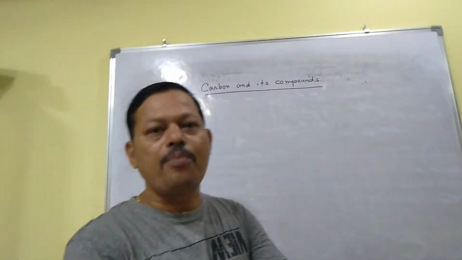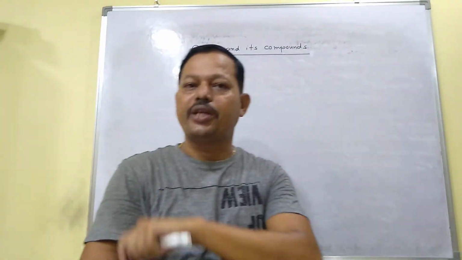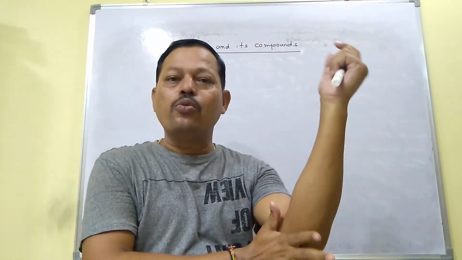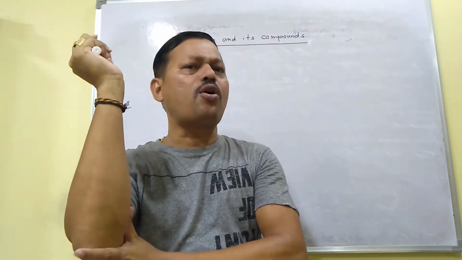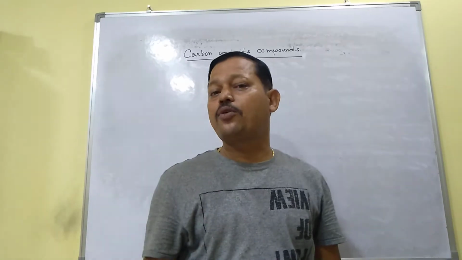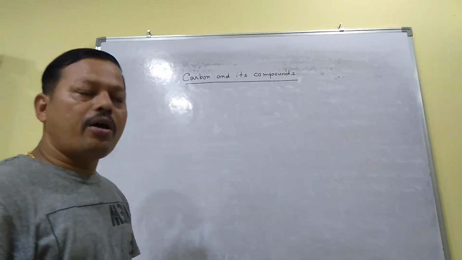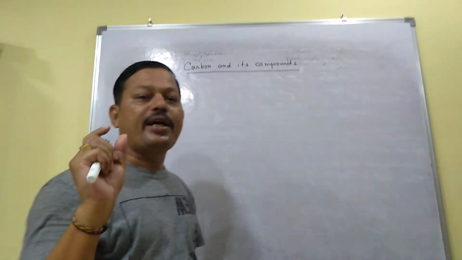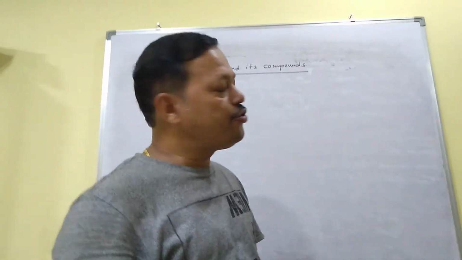Now, maximum of carbon compounds you will get with hydrogen, and the compounds which contain only carbon and hydrogen are called hydrocarbons. You know it. So those compounds which contain only carbon and hydrogen are called hydrocarbons.